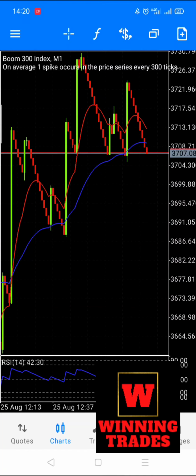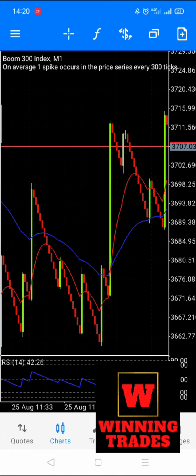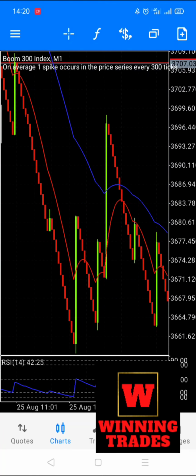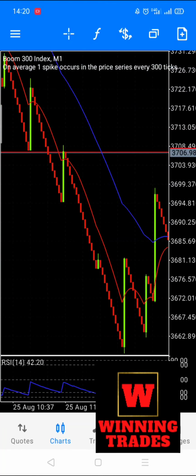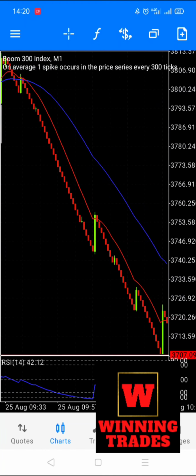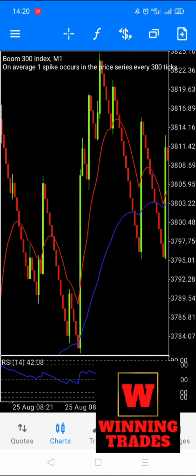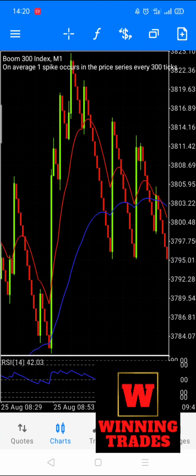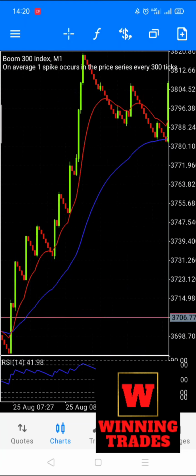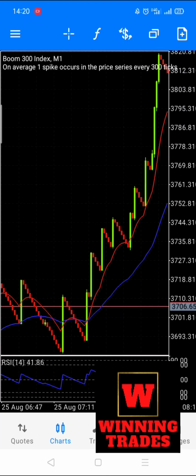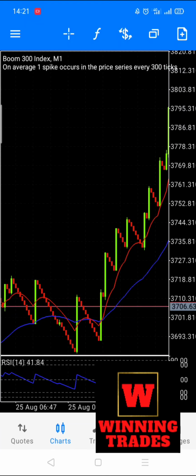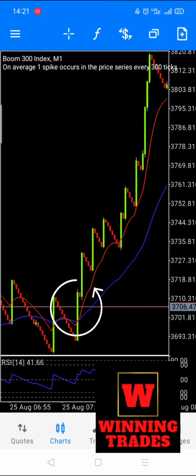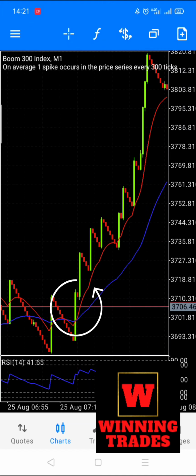Now that's one example. Let's look for a second example for boom 300. We go backwards, we look for where the 13 EMA crossed above the 50 EMA. All right, let's go backwards. Now this is a perfect example here. Look at this. This spike here caused this 13 EMA to cross above the 50 EMA. And what did you get? When the price came back to the 13 EMA, you place your buy and hold it.